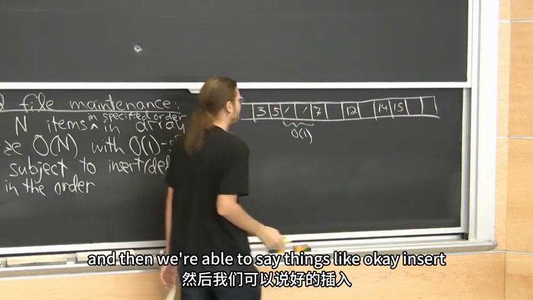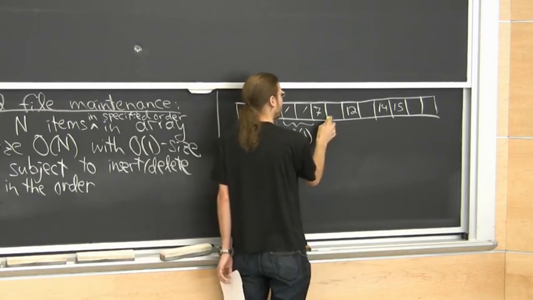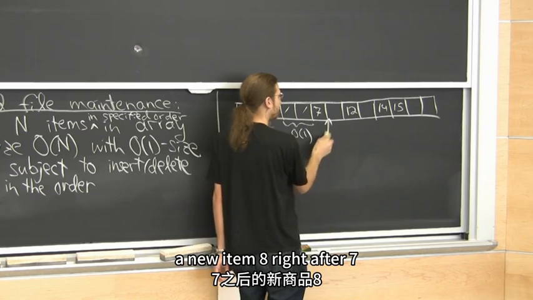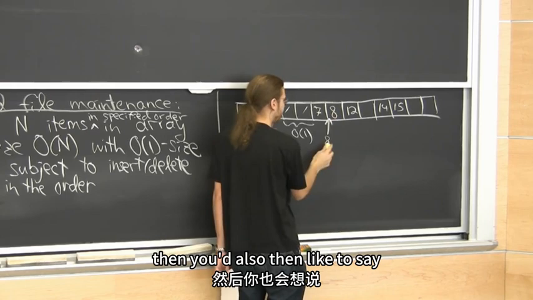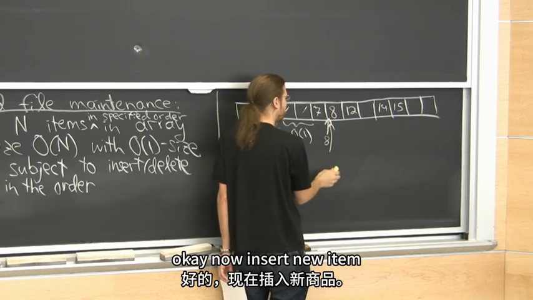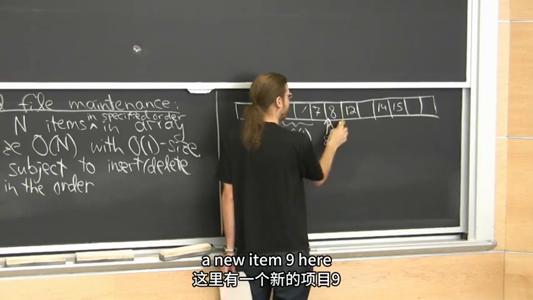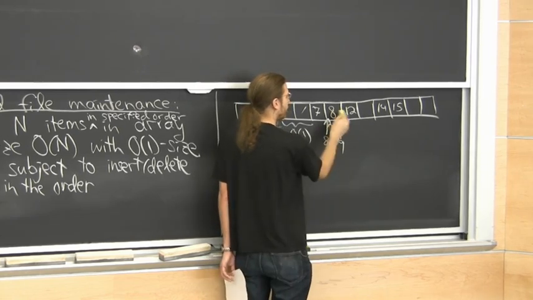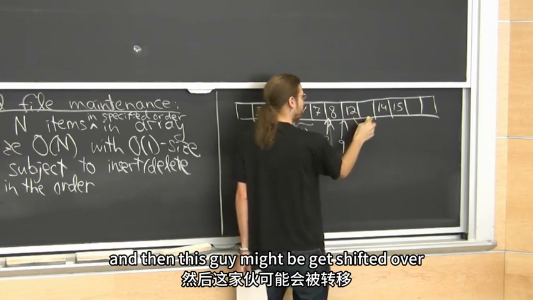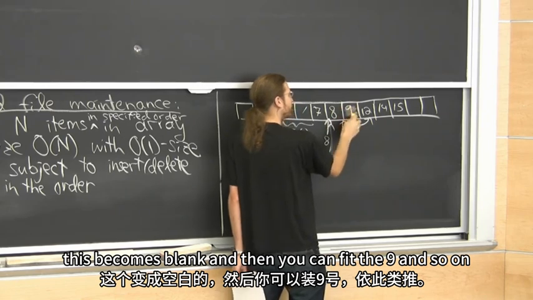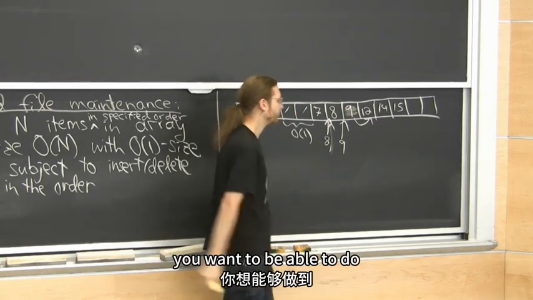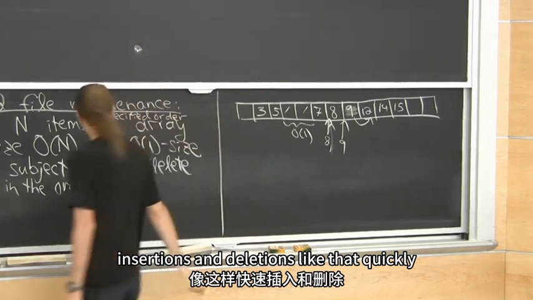And then we're able to say things like, okay, insert a new item 8 right after 7. And so then you'd like to do that. Then you'd also like to say, okay, now insert new item 9 here. And then this guy maybe gets shifted over. So 12 is over here. This becomes blank, and then you can fit the 9, and so on. You want to be able to do insertions and deletions like that quickly.